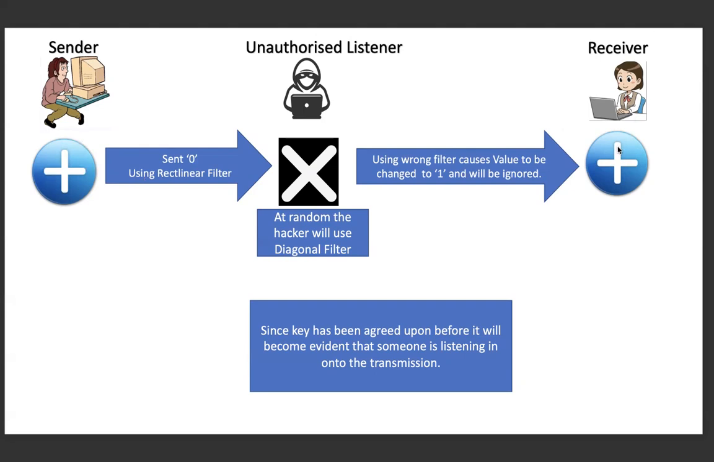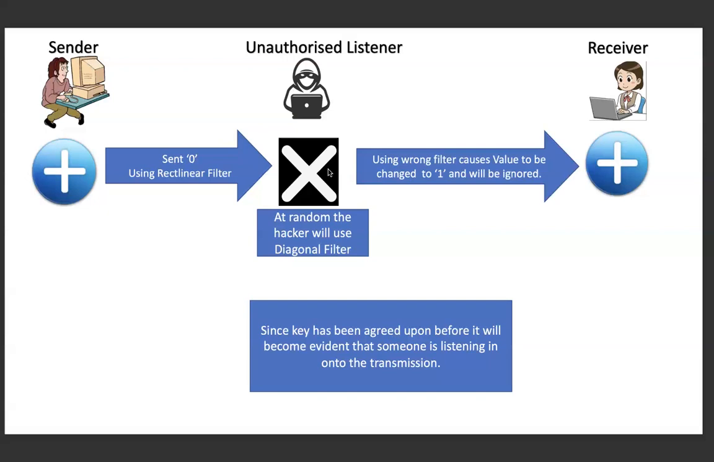But since it's a 1, that means there has been some change in between. Now, this does two things. First of all, it alerts my receiver not to trust this bit. Secondly, it alerts the receiver and the sender both that there is some unauthorized listener listening into the transmission, because their listening causes the data to be changed. This is different from current data transmission channels. An unauthorized user may be listening into the transmission, and both sender and receiver will not be able to figure this out, because listening will not cause any change to the data.